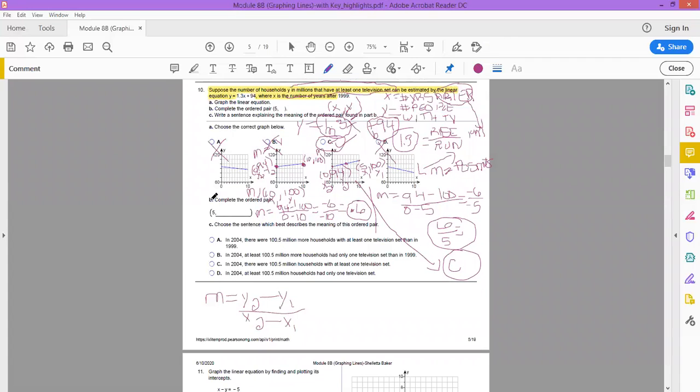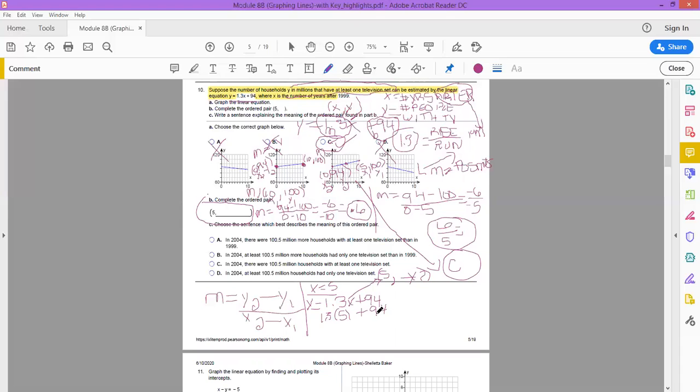Now for part B, you're going to complete this ordered pair. Our ordered pair is 5, comma, and then a missing space. We're looking for the y coordinate. We would use our given equation and substitute 5 for x. Remember, the equation was given to us in the directions as y equals 1.3x plus 94. So for our x coordinate, we're going to substitute 5: 1.3 times 5 plus 94.